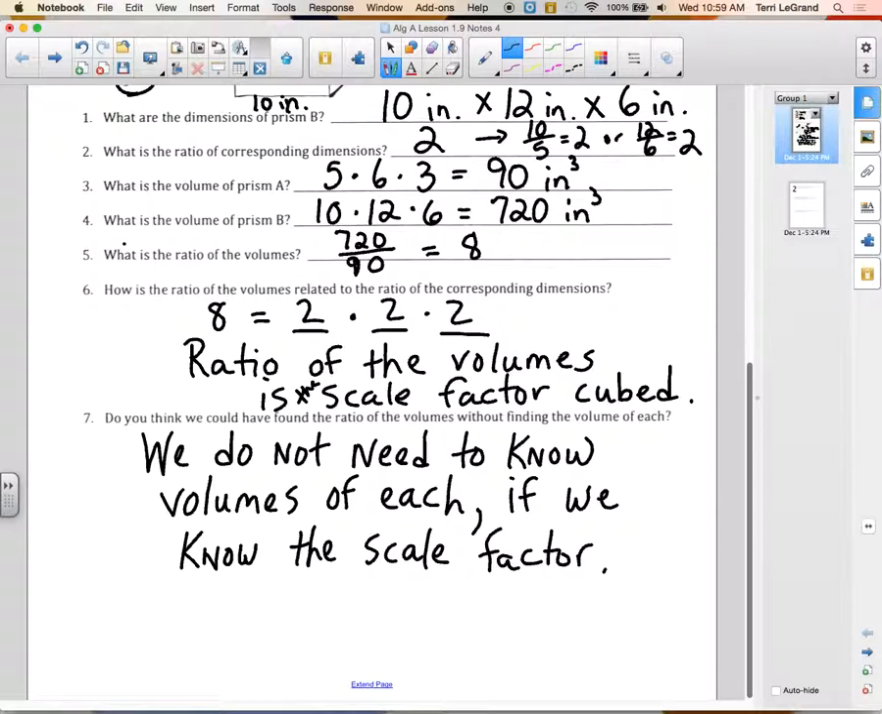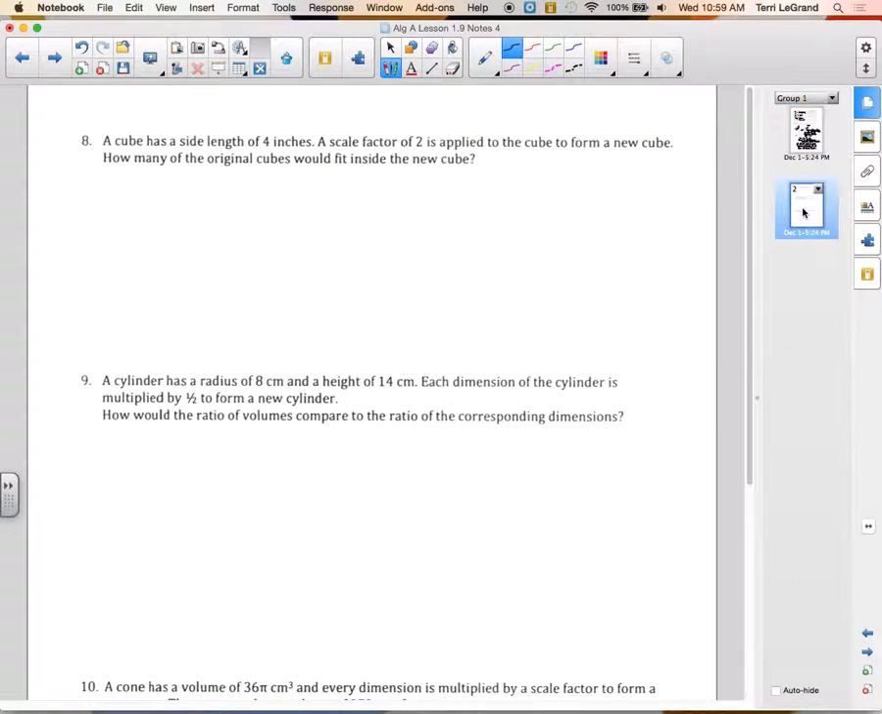Okay, let's go to the back then and practice some problems that are going to be new types that'll be on your worksheet today. You'll have some on your worksheet today that'll be like yesterday's, and then you'll have some that deal with volume like these do, okay? So number 8, we have this cube that has a side length of 4 inches, a scale factor of 2 is applied to the cube to form a new cube. Is that new cube gonna be bigger or smaller? Scale factor of 2. It's gonna be bigger. Gotta be bigger because it's got a scale factor greater than 1.